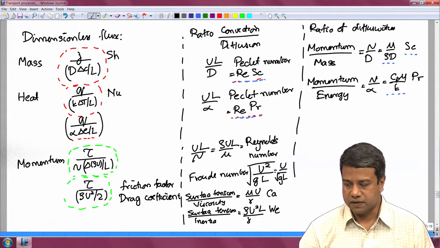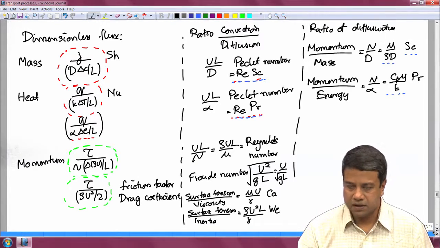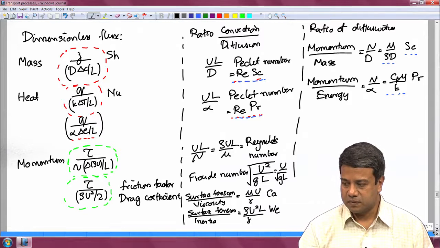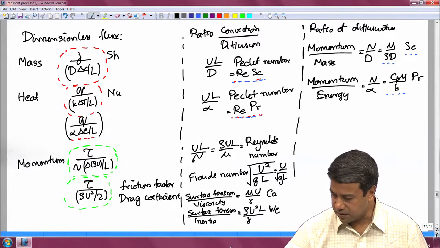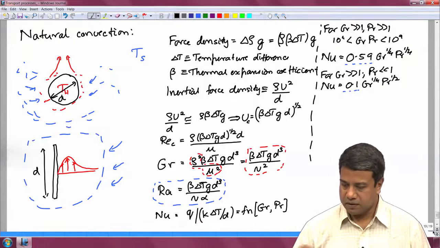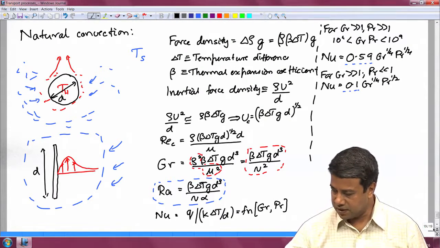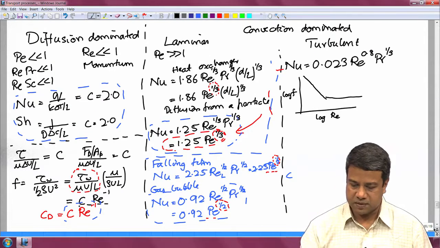There are ratios of convection and diffusion, the Peclet number for mass and heat transfer and the Reynolds number. And then there are ratios of diffusivities. Momentum by mass is the Schmidt number, momentum by heat is the Prandtl number. So, these are the broad categories of dimensionless numbers, and all the correlations that we have derived can be written in terms of these dimensionless numbers.